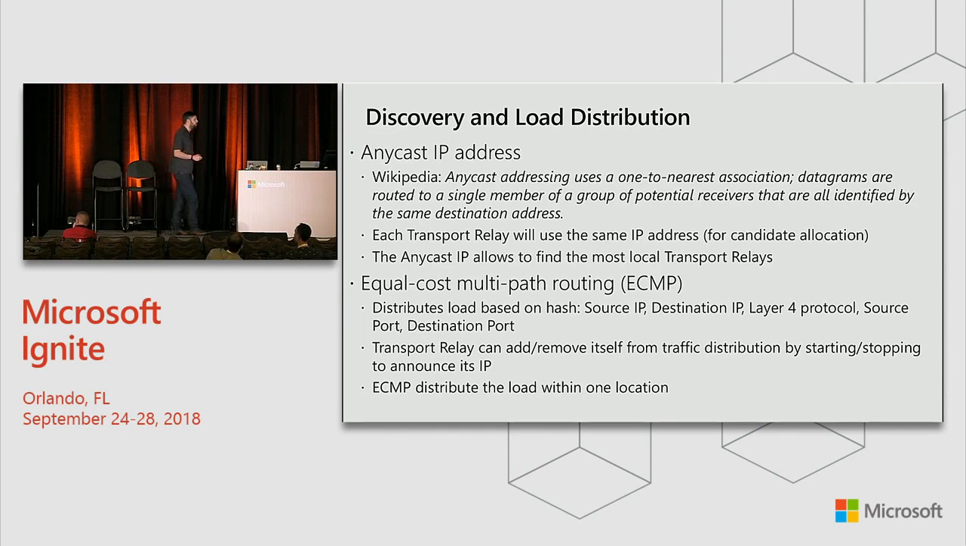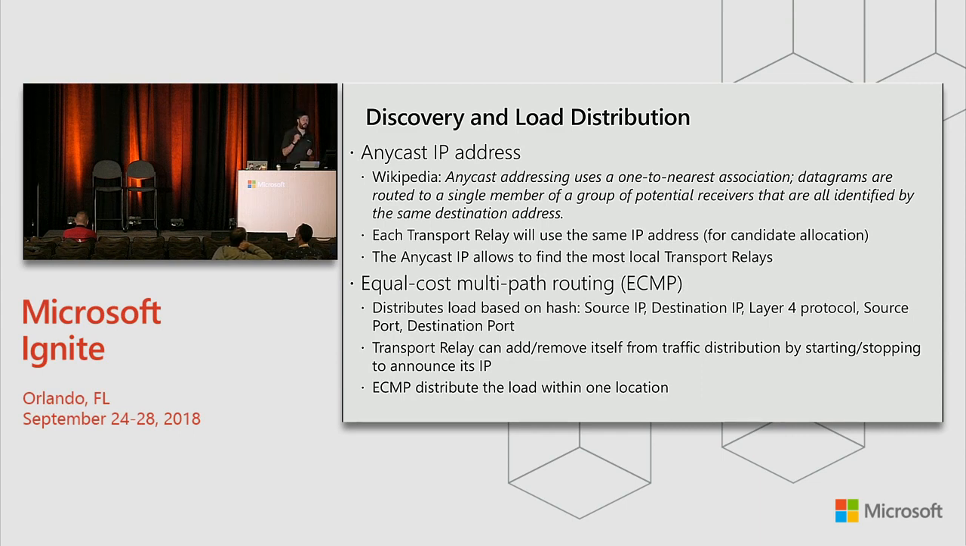Discovery load distribution. So when you try to discover which transport relay is closest to you, you will do the 1 to nearest association. Essentially, there's a mechanism behind it. As soon as you try to reach that IP address, your provider will route it to the shortest path. It will use the shortest path to get to the closest transport relay.